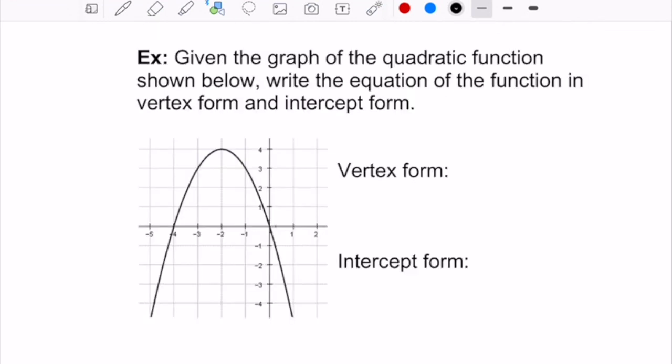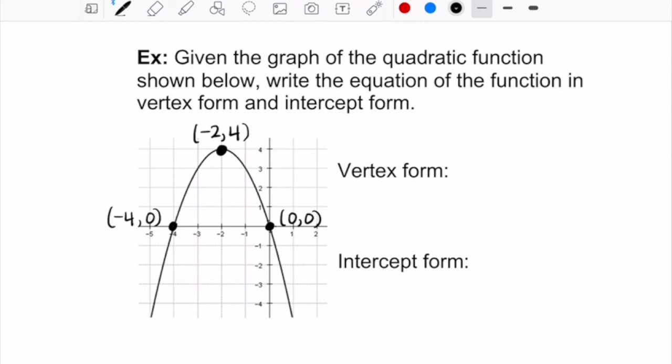All right, in the last example on the notes today, you are given the graph of a quadratic function. You can see on the graph that the vertex is right here at the point (-2, 4). And you can also identify the two x-intercepts. So this graph has an x-intercept at 0, and it also has an x-intercept at -4. You can use those pieces of information to write the equation both in vertex form and in intercept form. So this function has shifted 2 units to the left. It's gone up 4 units.